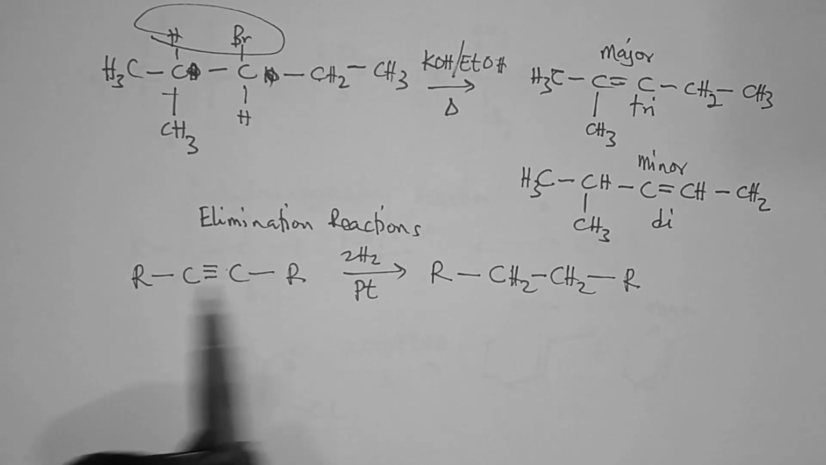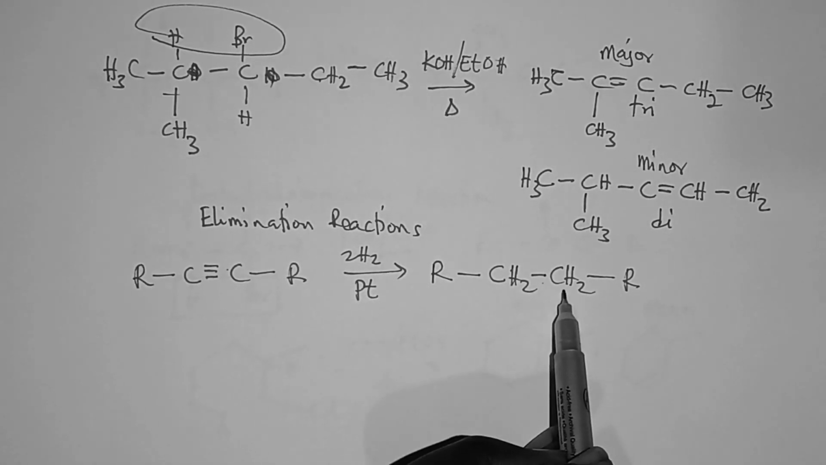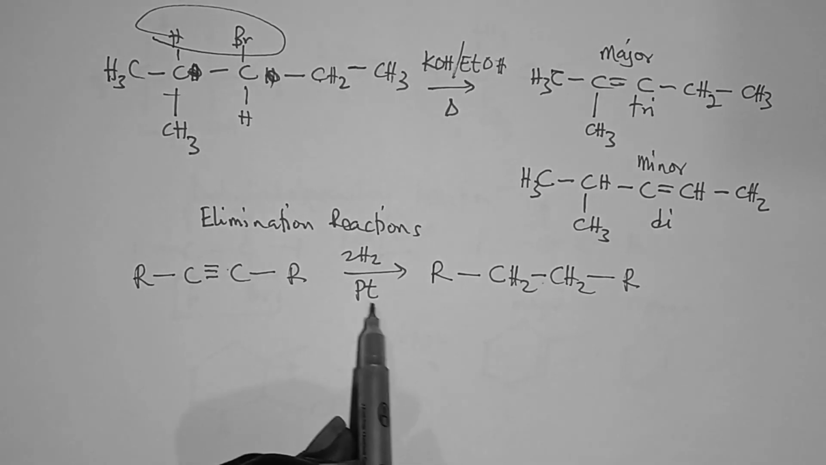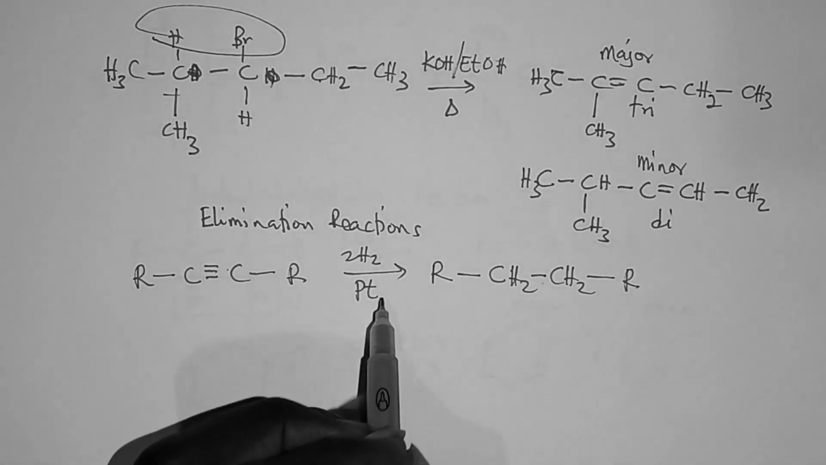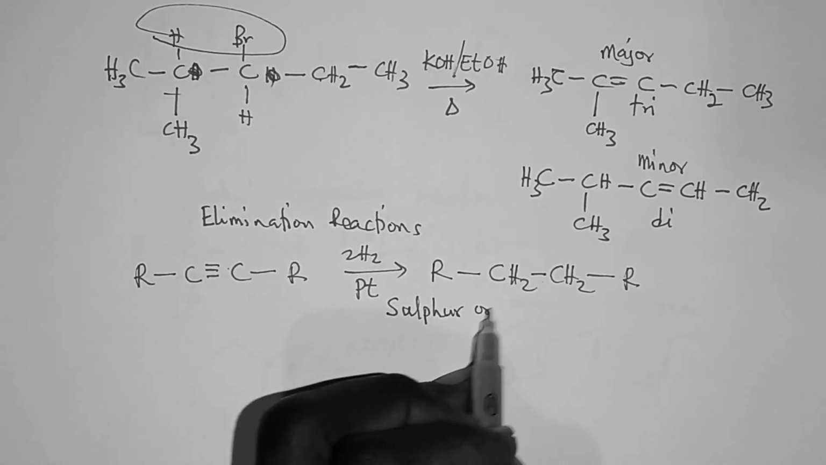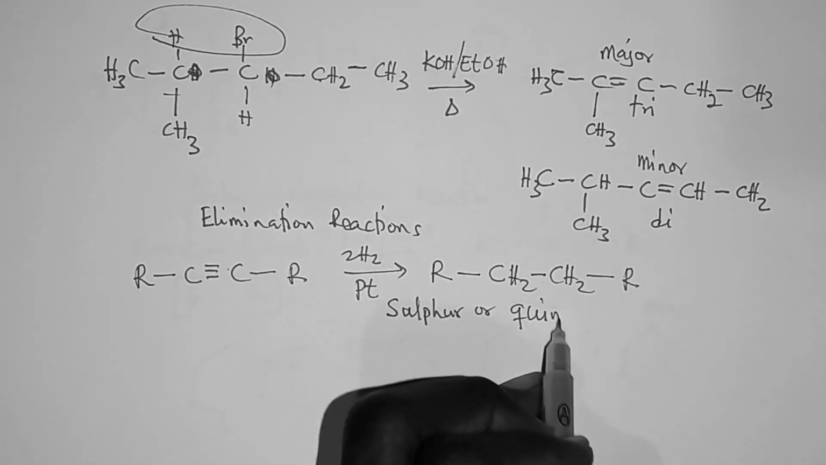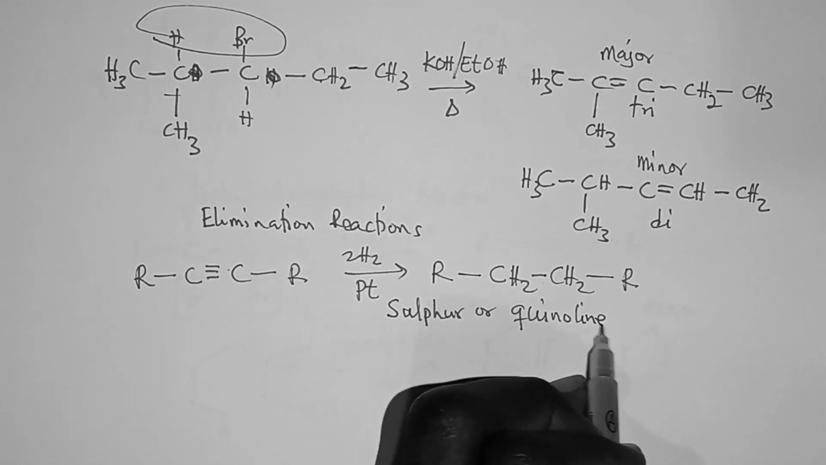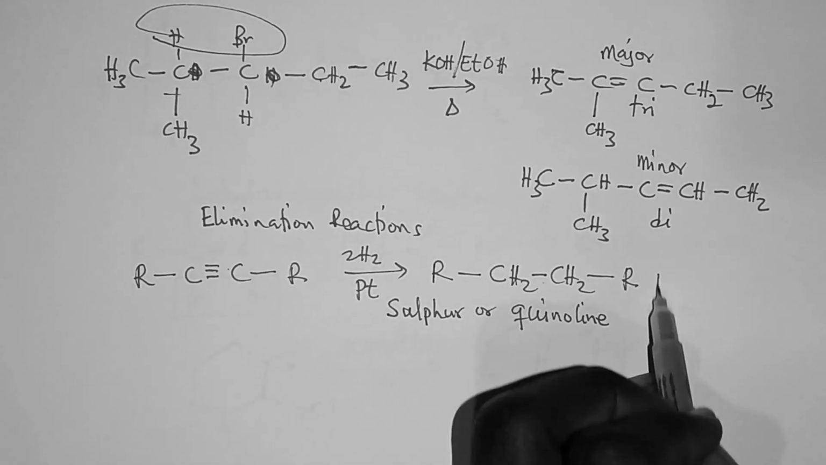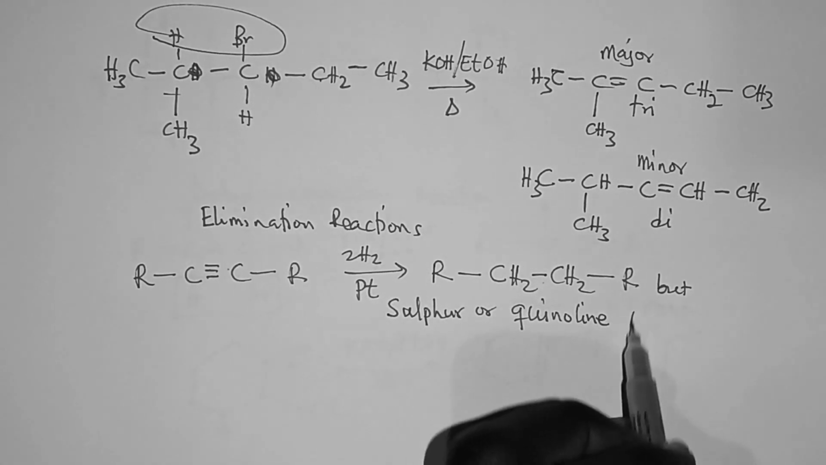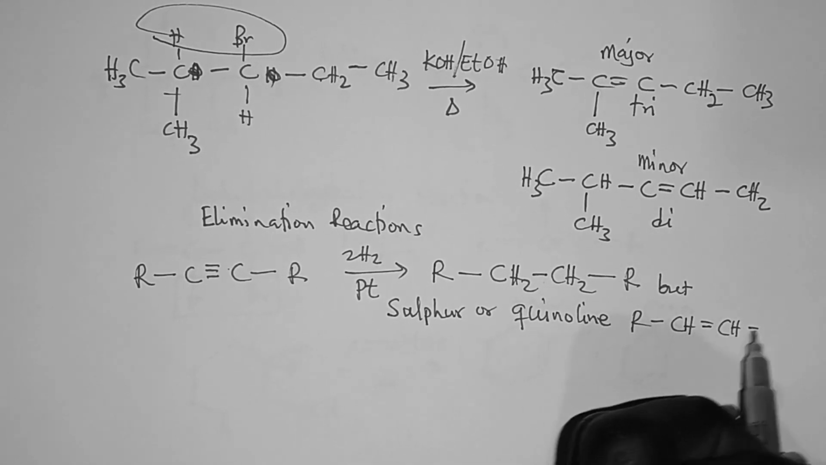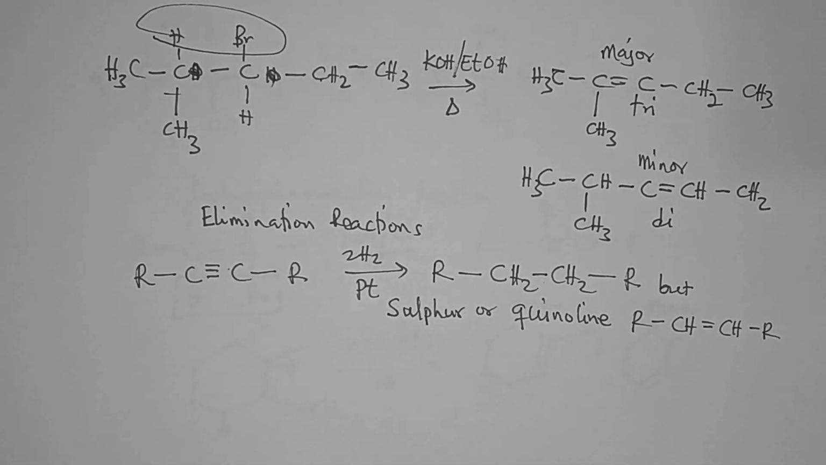So to prevent this reaction from going to the alkane product, what you need to do is to put in a catalytic poison. And the catalytic poison you can put in is sulfur. You can put in sulfur or quinoline. If you put in sulfur or quinoline, then this reaction will not go to the alkane product, but rather it will come to the alkene. So this is the product you are going to get when you put in a catalytic poison.